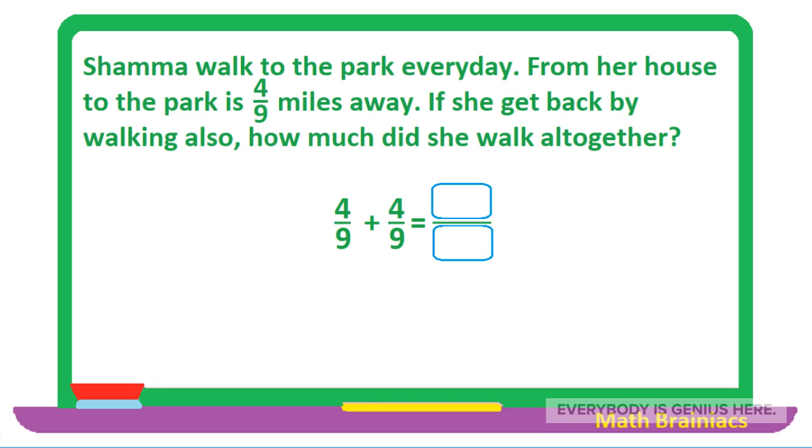We are going to add 4 over 9 two times because Shama walked from her house to the park 4 over 9 miles away and got back 4 over 9 miles away also. Since the denominator is the same, we are going to leave it as it is, and we're just going to add the numerators. 4 plus 4 will give us 8. Therefore, our answer is 8 over 9, and we do not have any common factor for 8 and 9. Therefore, 8 over 9 is in the simplest form already.